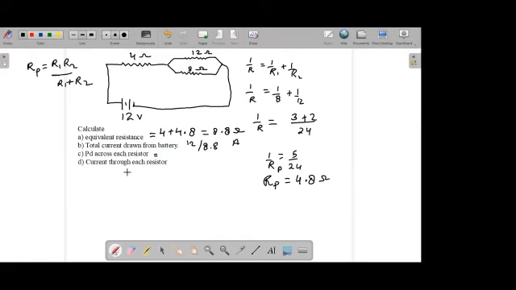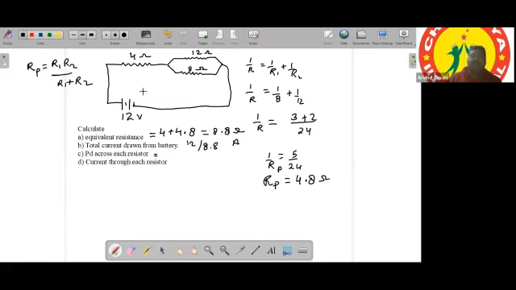Sir, so in this circuit, the current will be constant in every part of the circuit until the 4 ohm resistor, and then it will break into the two resistors. Through this 4 ohm resistance, the current flowing is 12 by 8.8. If you simplify this, it will be 120 by 88, and this comes out to 0.36.